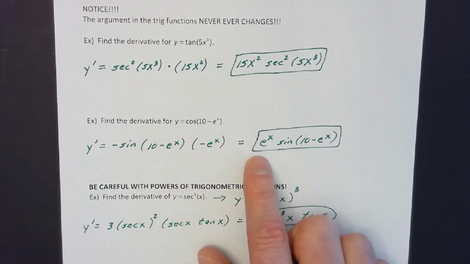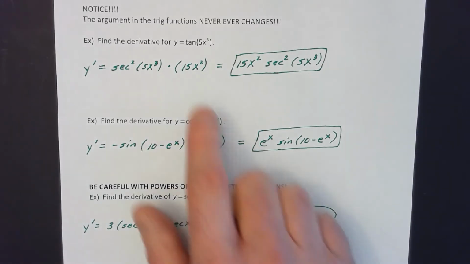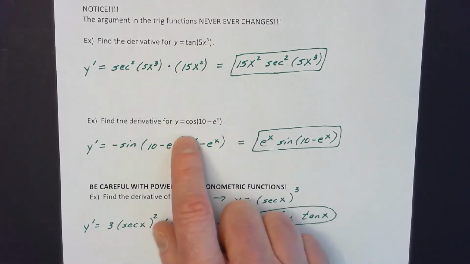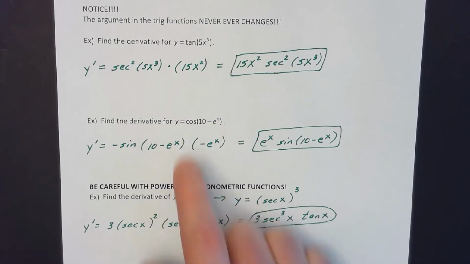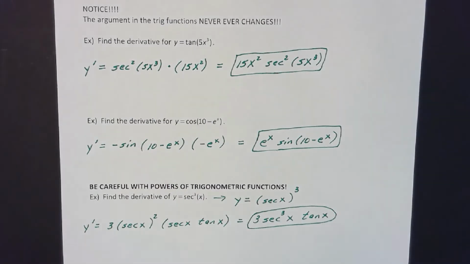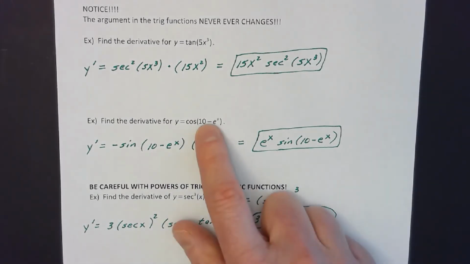So, you're probably thinking, well, that's pretty short. A lot of these problems are pretty short, especially if it's just the 2-layer chain rules like we're looking at now. My next one, again, it's a function inside of a function. So you're asked to take the derivative of the cosine of 10 minus e to the x.